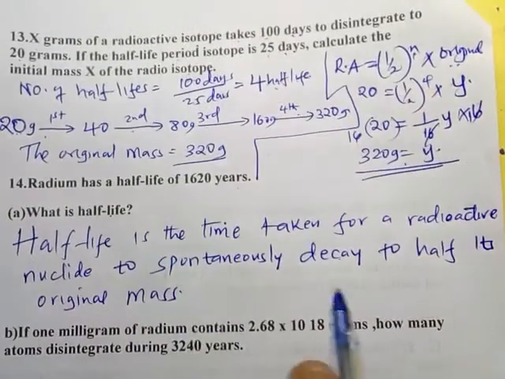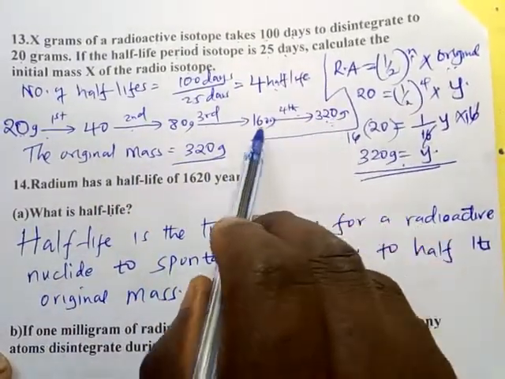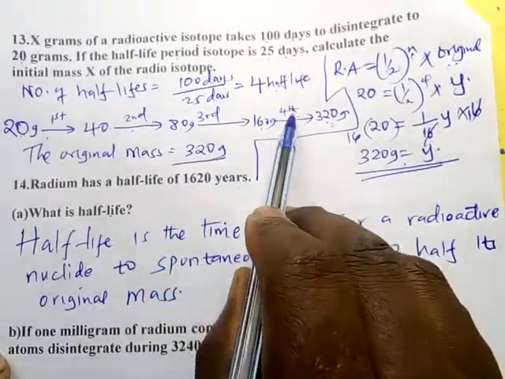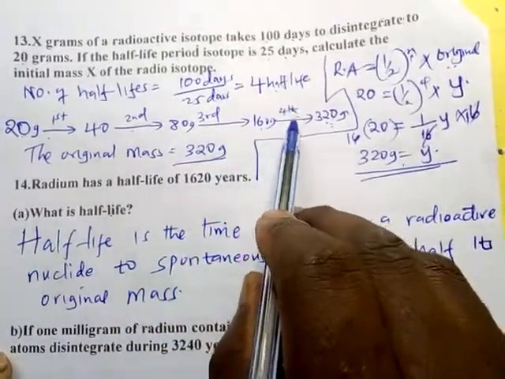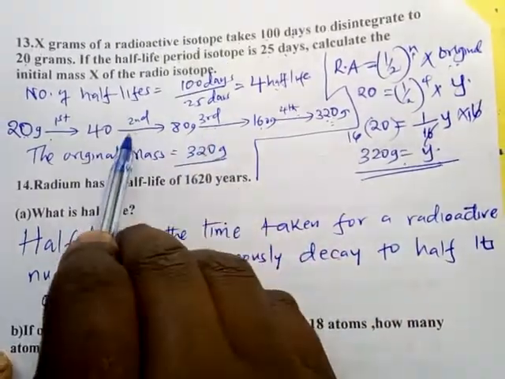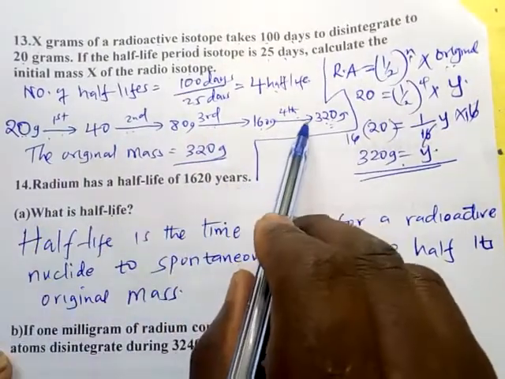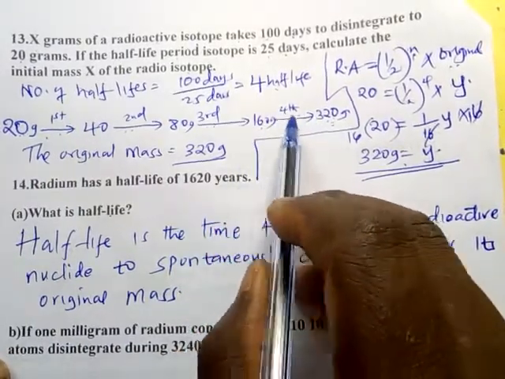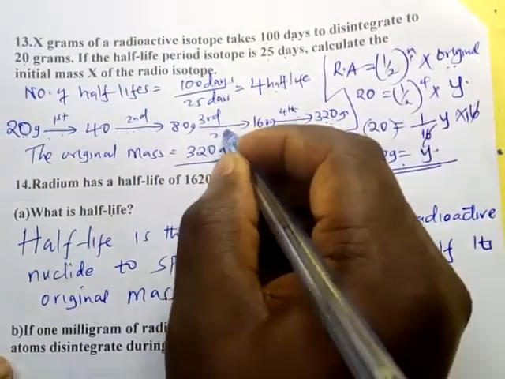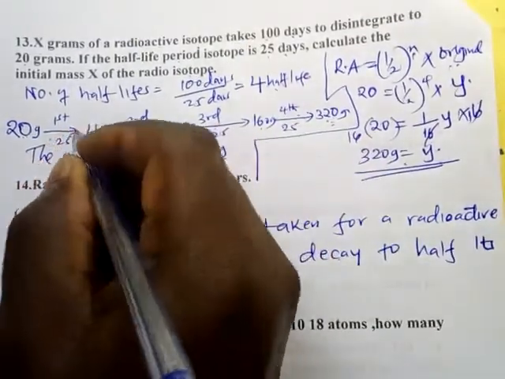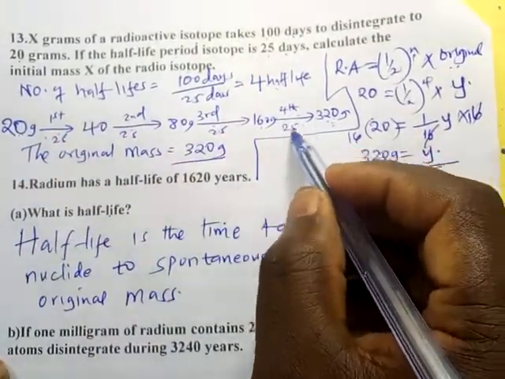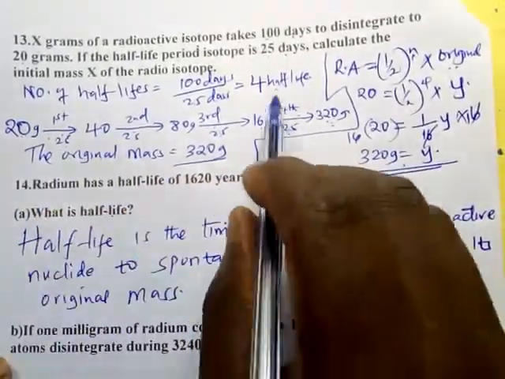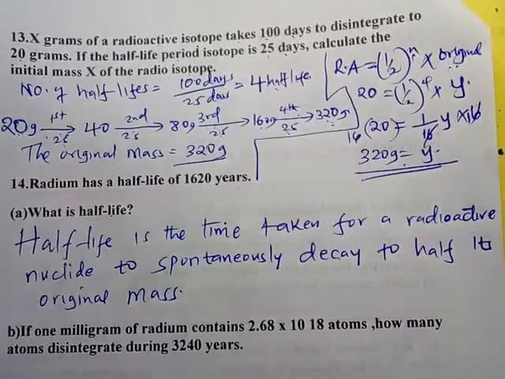So when 320 disintegrated to form 160, that's a half. Then 160 to 80, and so on. Each one of them is called a half-life. This is another half-life, another half-life. So a half-life is just the time taken for this one. How many days does this take? 25 days. Here it is 25 days, 25 days, 25 days. That is now a half-life. And I've also told you that a half-life is always a constant. 25, 25, 25. This makes 100 days.